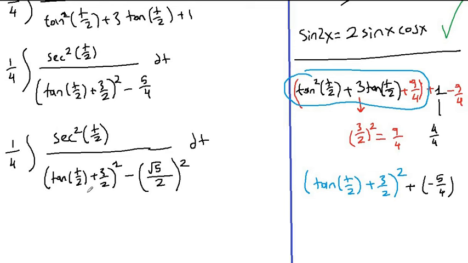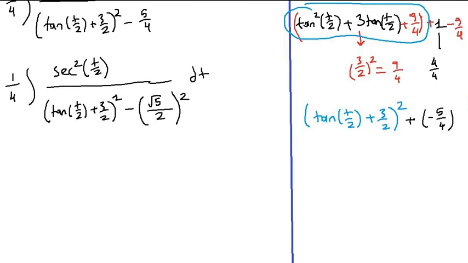Now let's refine this integral a little bit more. We have secant squared of t over 2 in the numerator, and we have tangent t over 2. The relation between tangent and secant squared is that the derivative of tangent is secant squared. So we can apply u substitution here. We have tangent and secant squared.